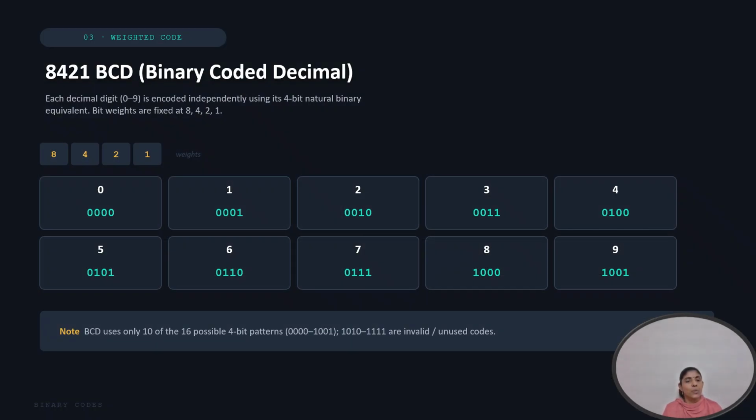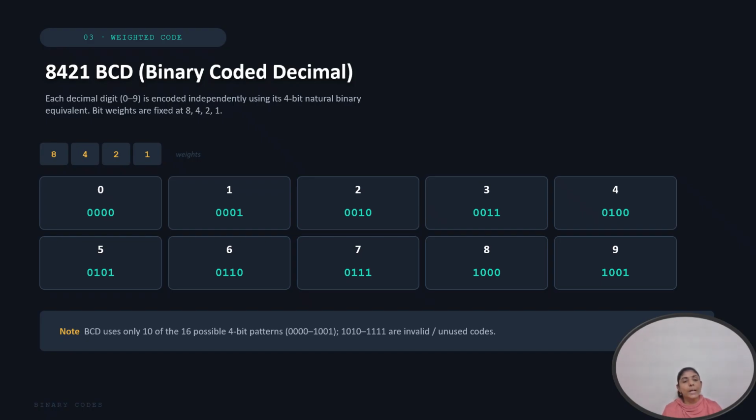First we will see the weighted code. What is the first weighted code? 8421 code. Already I introduced you this in the hexadecimal conversion. So this 8421 code is a standard BCD, binary coded decimal. You already know the decimal values are available from 0 to 9. So each digit should be encoded independently.